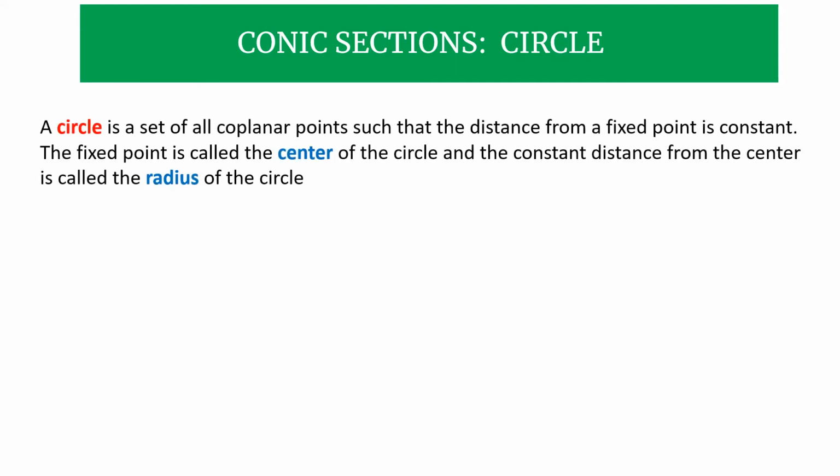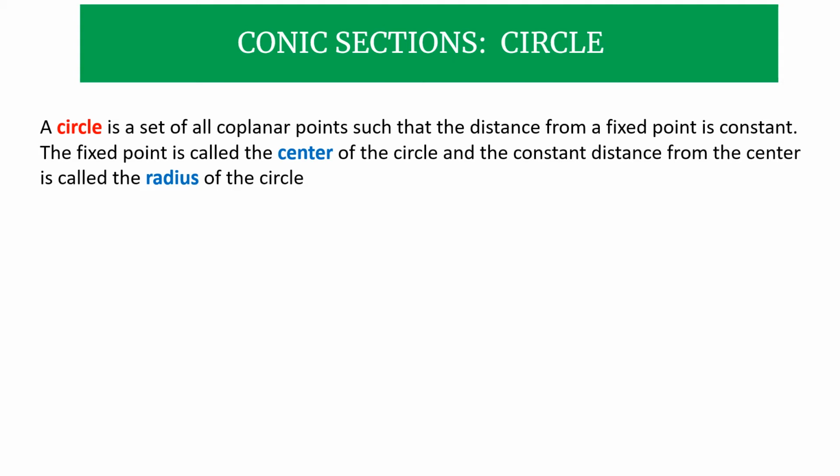Ang topic natin to be discussed is about conic sections, specifically circle. Ano bang ibig sabihin ng circle? It is a set of all coplanar points such that the distance from a fixed point is constant. The fixed point is called the center of the circle, and the constant distance from the center is called the radius of the circle. Meaning to say, ito yung two terms or two important terms kapag circle ang pinag-usapan.